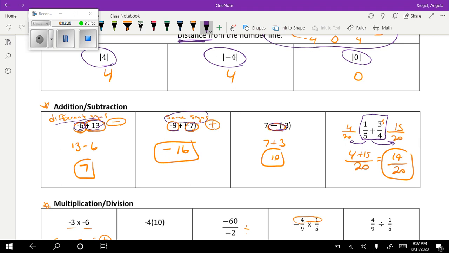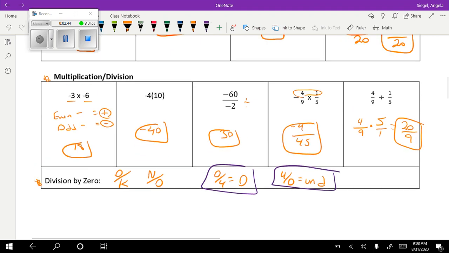When you're adding fractions, don't forget you need a common denominator. So the common denominator of 5 and 4 is 20. And so then I'm going to ask myself, okay, well, 5 times 4 is 20. So I'm going to multiply both the top and the bottom by 4, and the same thing, top and bottom by 5.